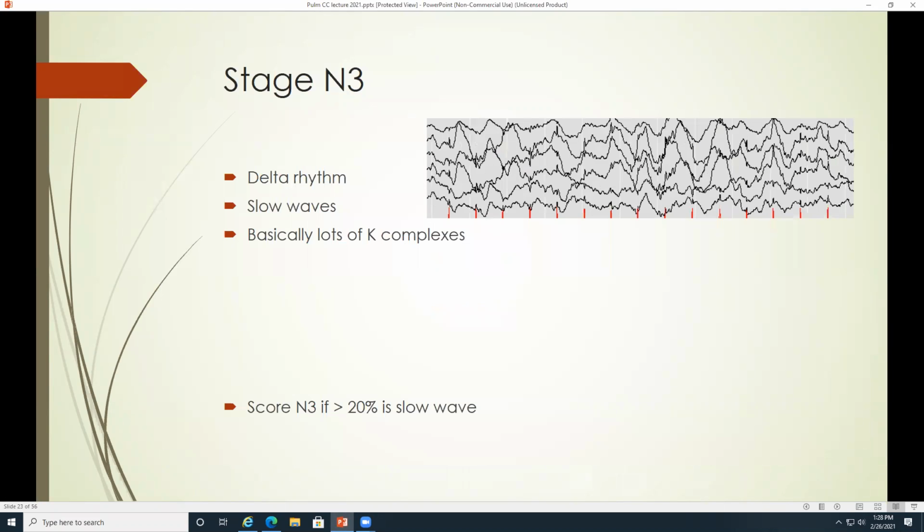So stage N3 is going to be really easy to pick out. It's basically going to look like a bunch of K complexes happening throughout the study. That's the simple way to put it. It's delta rhythm. The waves are slower and larger. Like I said, it should be pretty obvious.